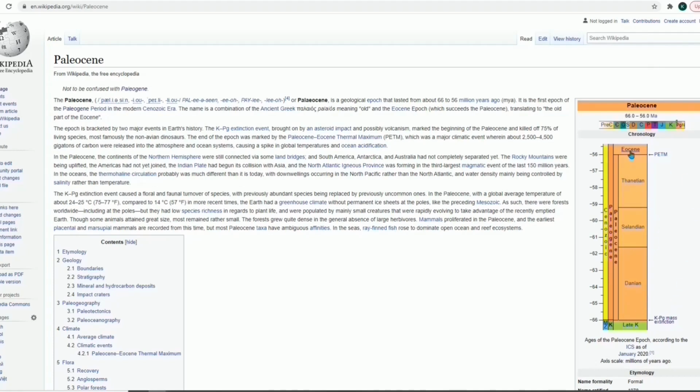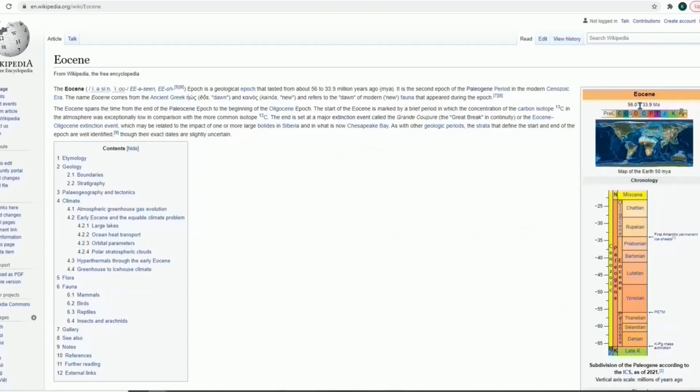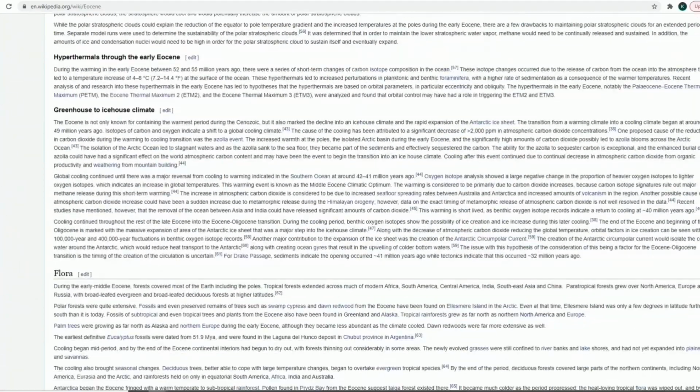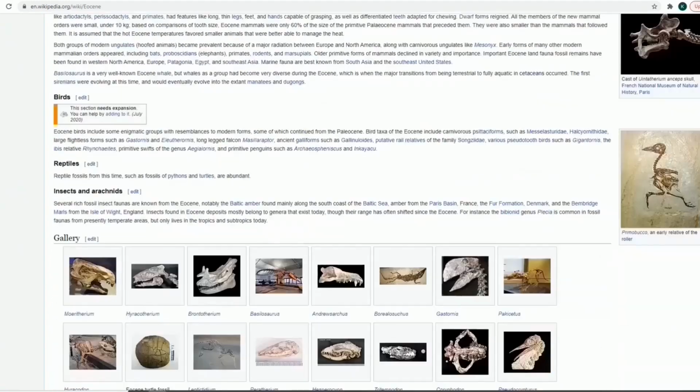Then you go to the next one, the Eocene, which was from 56 million years ago to 33.9 million years ago. So about 22 million years in duration. Now this is when life has fully repopulated the Earth and is diversifying and becoming more sophisticated very quickly.